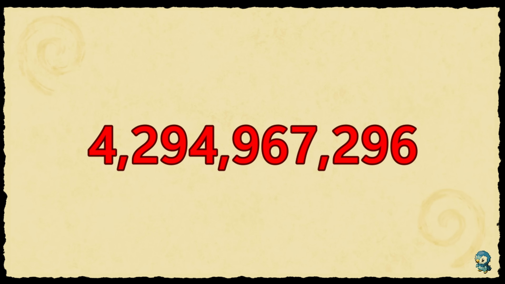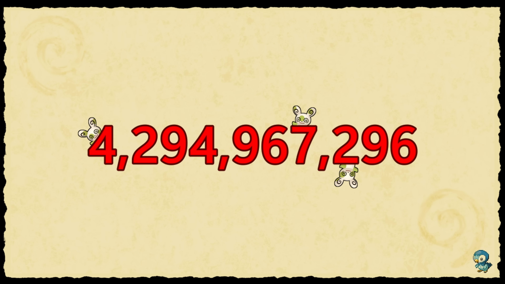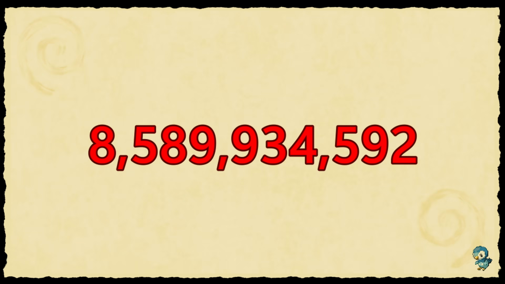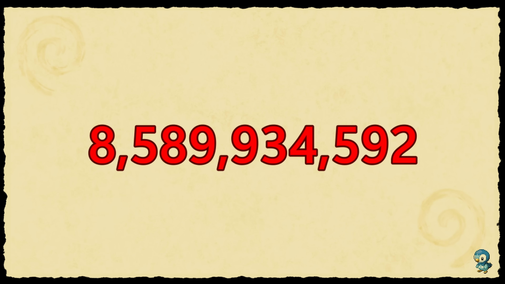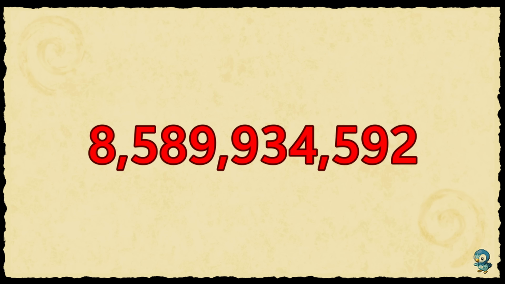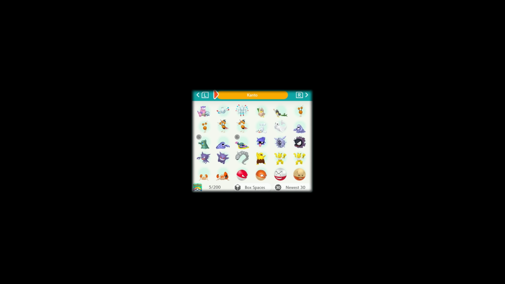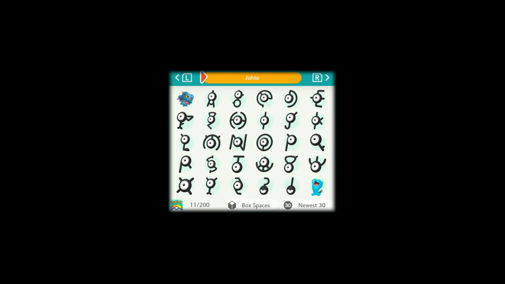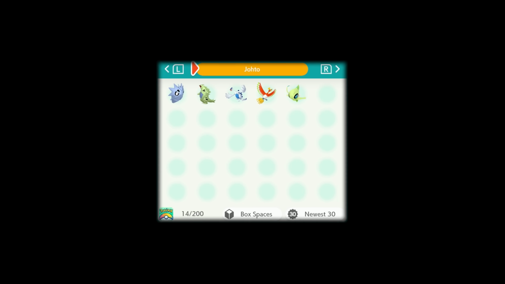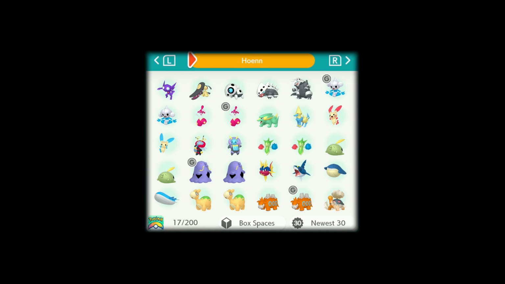4,294,967,296 different patterns. And if we count the shiny form of each, that of course doubles to 8,589,934,592. This insane level of diversity is the reason that I, nor anyone else, will ever have a true living Pokédex with all of the forms. And as a perfectionist, that one really hurts.